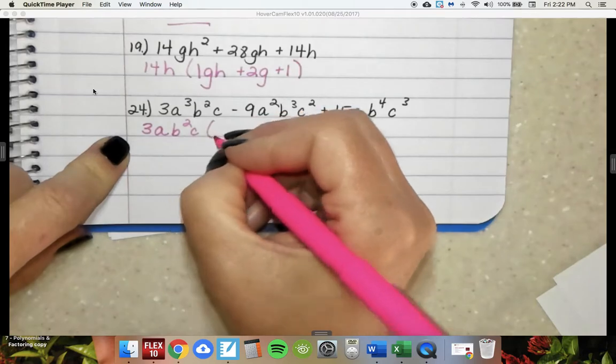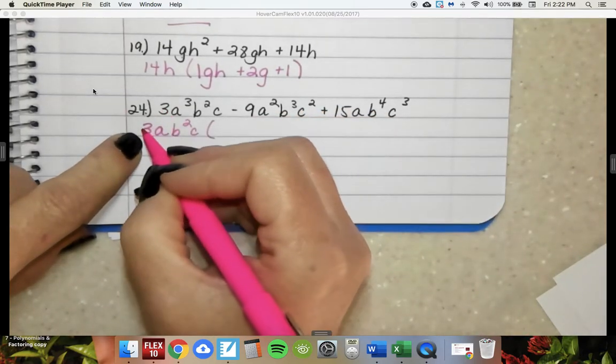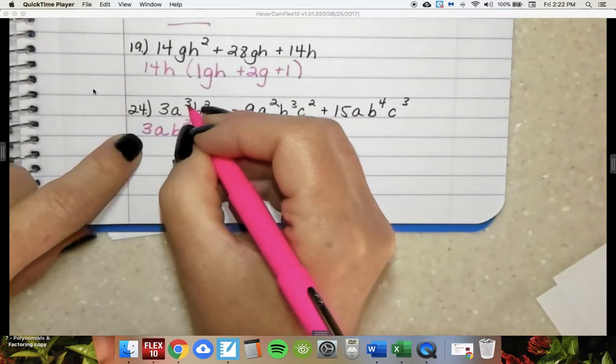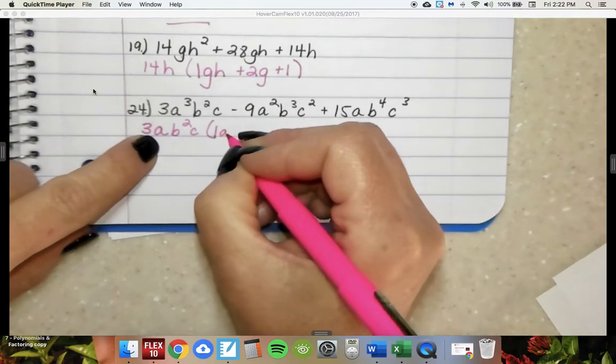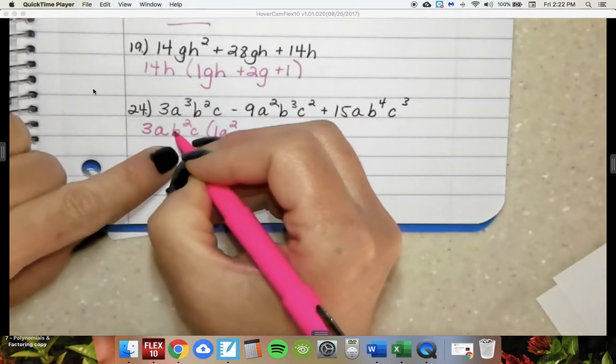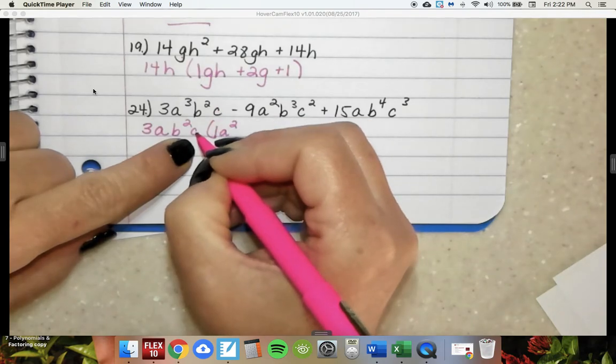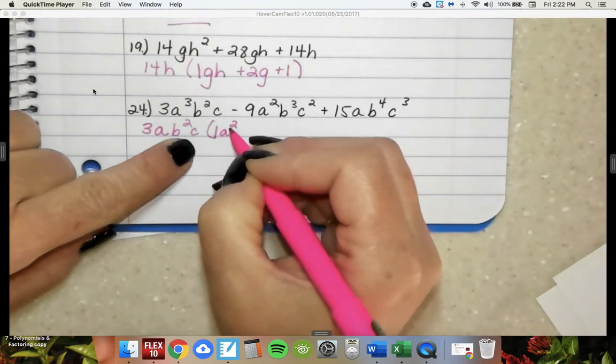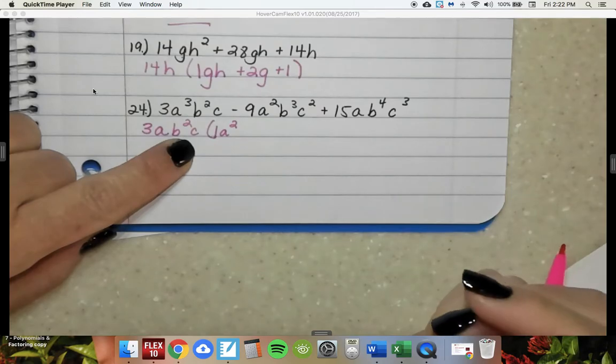Okay, here we go. What gets left behind? 3 divided by 3 is a 1. A cubed, I took 1 out, leaving behind a 2. B squared, I took both out. C, I took it out. So the first piece, all that's left behind is a 1A squared.